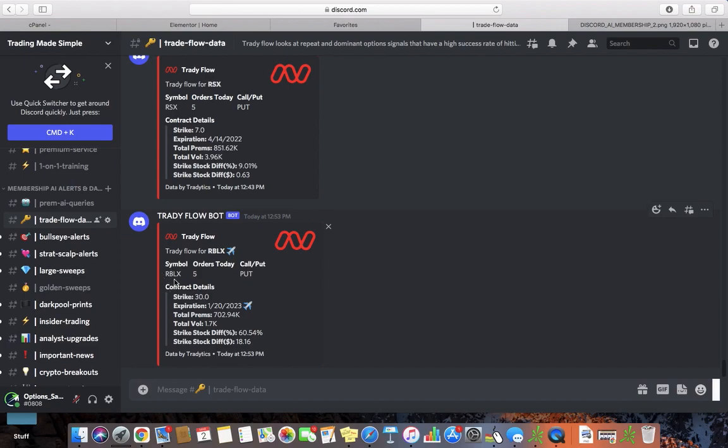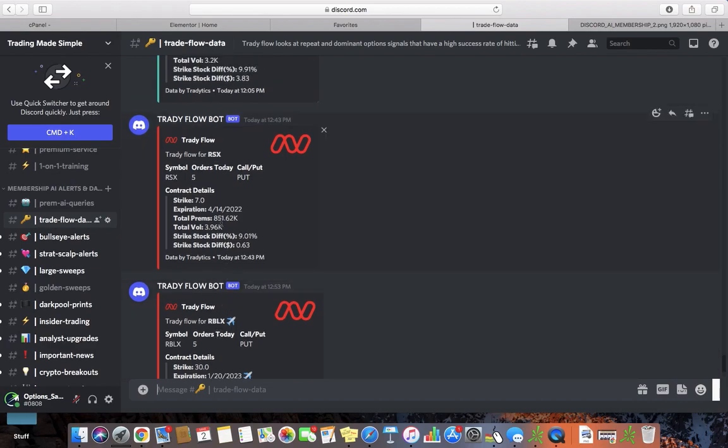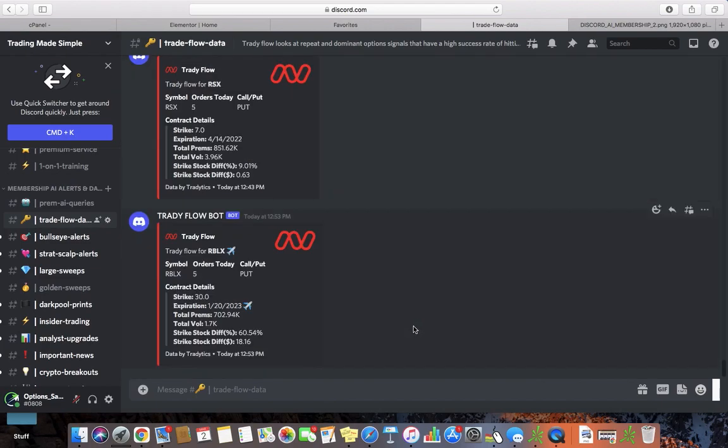So here's the symbol. 5 orders came in for puts, the strike price being at 30, expiration January 20th. Here's one for April 14th, strike at 7, 5 orders with a put. Here is a call with lift, 7 orders, total premiums 500,000, and with the expiration and the strike price. That's how easy it is to read.